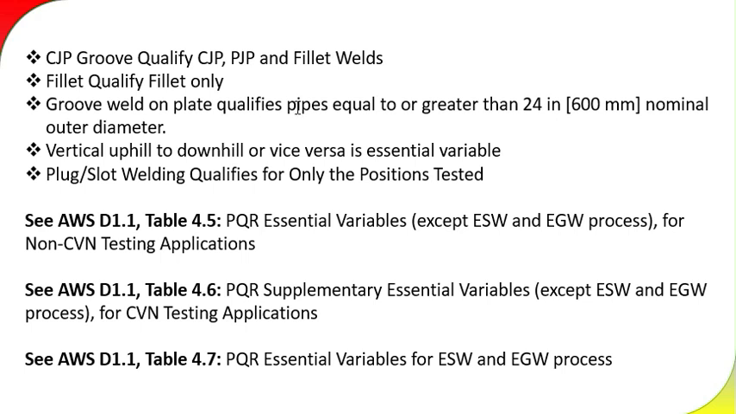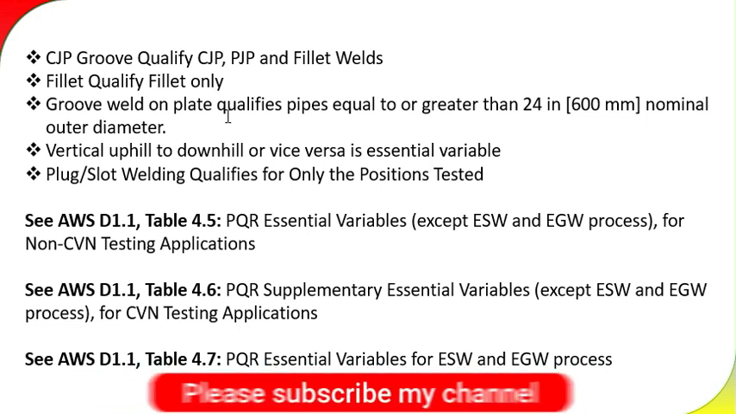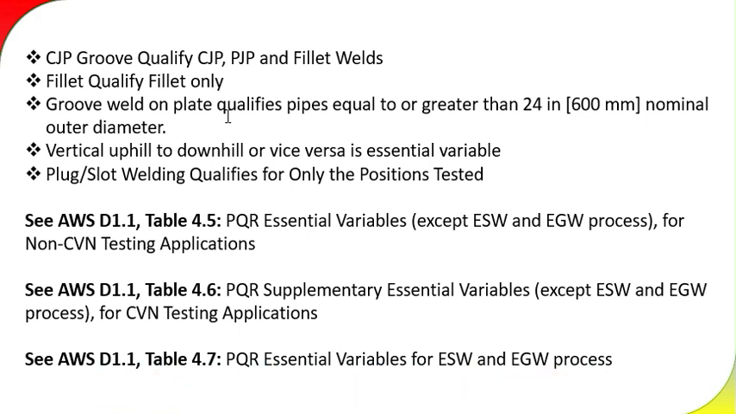Groove weld on plate qualifies pipes equal to or greater than 600 mm nominal outer diameter. If it is groove weld on plate, then he will qualify for pipes equal to or greater than 600 mm nominal outer diameter. Changing vertical uphill to downhill, or vice versa, is an essential variable. Plug or slot welding qualifies for only the position tested.